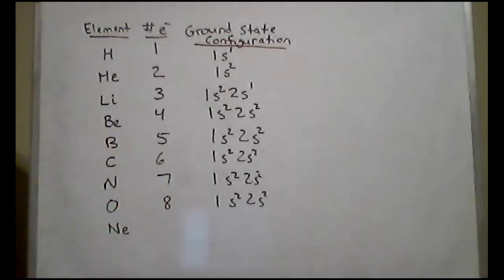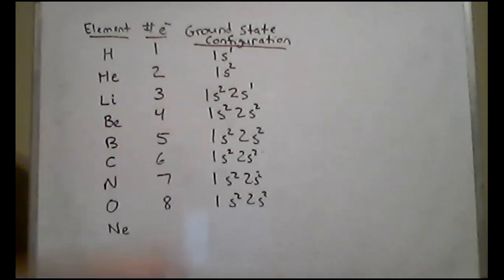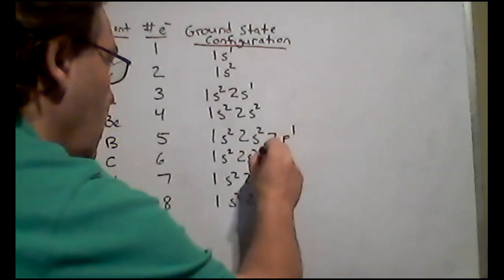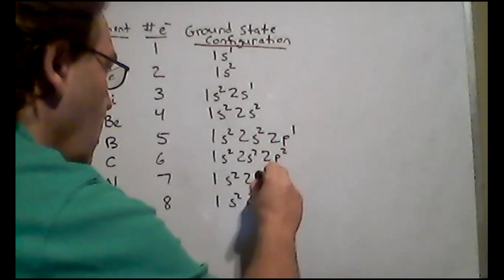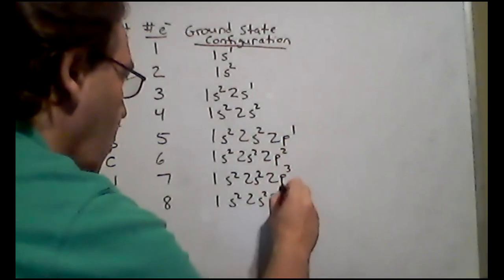Lithium and beryllium are the ones where I'm filling out just the 2s. Now the 2s is full. I go to boron. I start filling out the 2p. 2p1, 2p2, 2p3, 2p4.